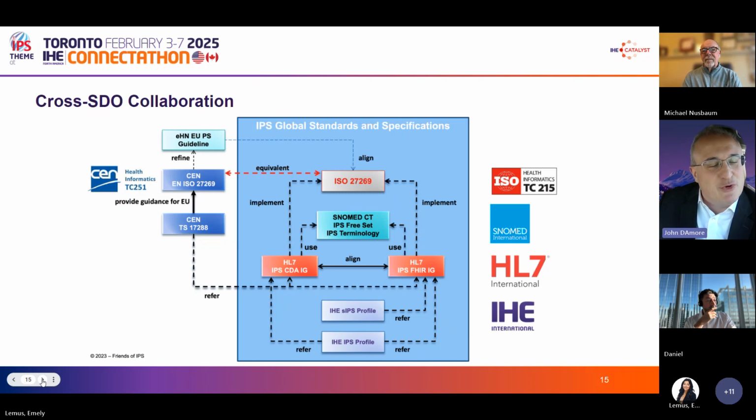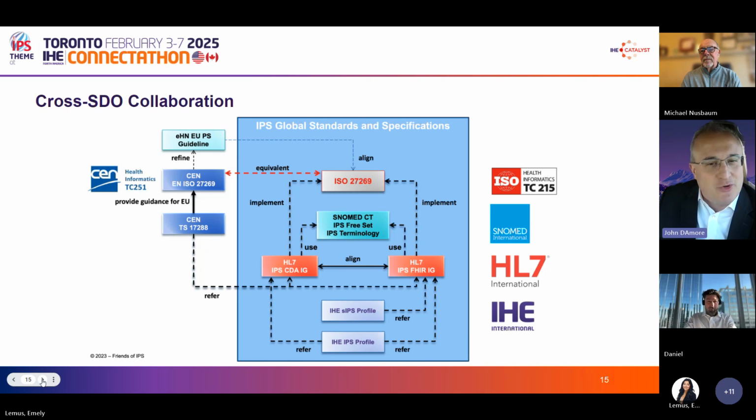So Mike alluded to this earlier, and I talked a little bit about the ISO 27269 standard for it. But if you don't know all the acronyms or all the pieces of the slide, the one thing that I want to leave you with is that this is a very collaborative, cross-SDO, cross-standards development organization set of work that's really come together to make the IPS a reality. On the left-hand side, CEN and the work in Europe really provided some of that early guidance for the 17288 and the 27269 as part of their standard, which became the ISO International Standards Organization standard that really provides the abstract data model for the IPS.